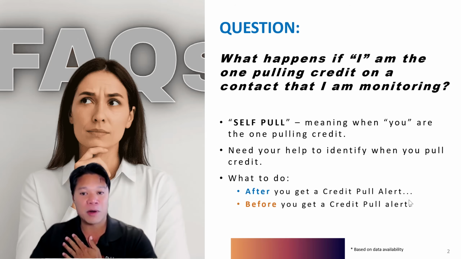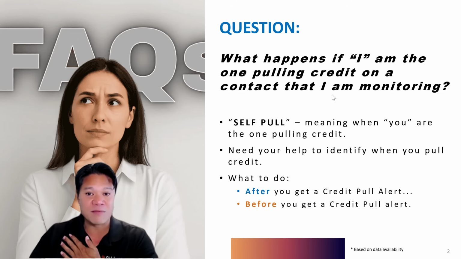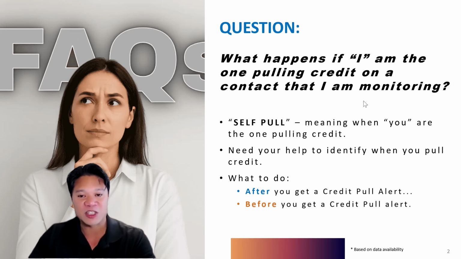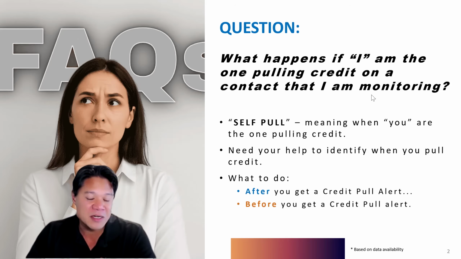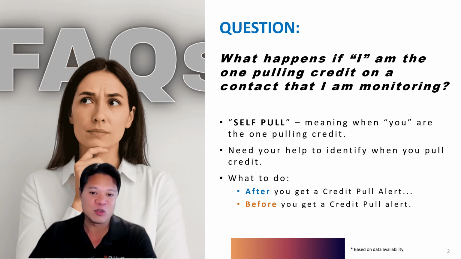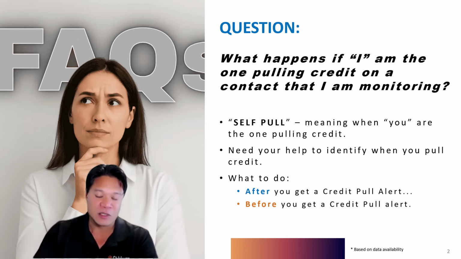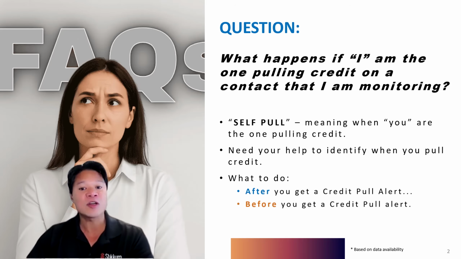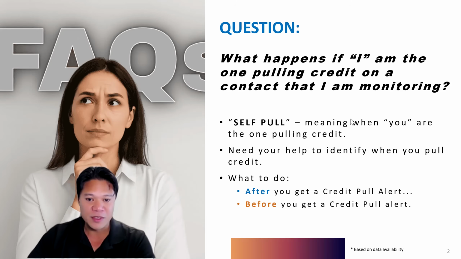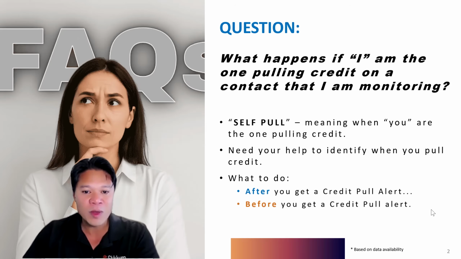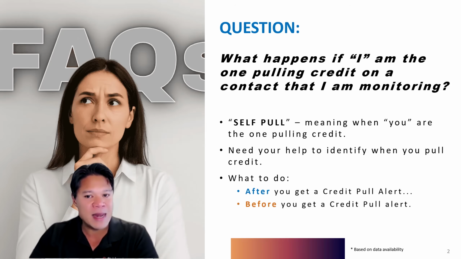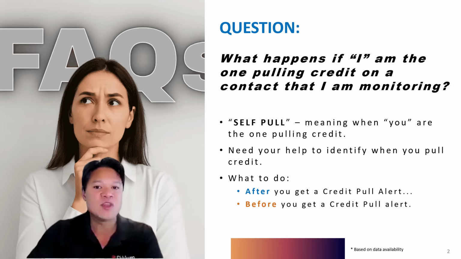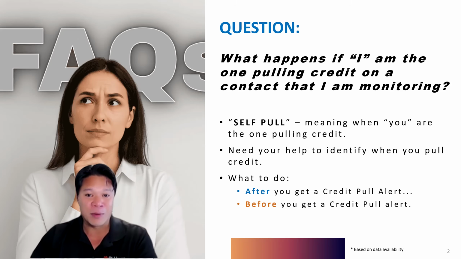Have no fear. It is our policy as a provider to our customers that we want to deliver services that are meaningful to you and not penalize any of our customers for services that are redundant or meaningless for you. And this would be one perfect example. You get an alert for a credit pull that you yourself did. So we call that a self pull. Now the question is, what do I do? The system automatically does not know who pulled credit, so we need your help. And this is where your help would come into play.